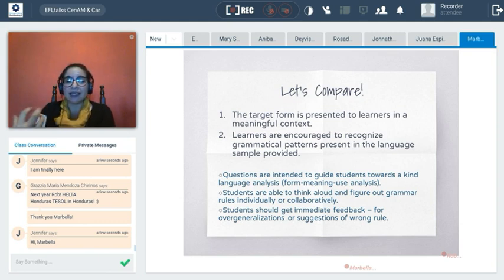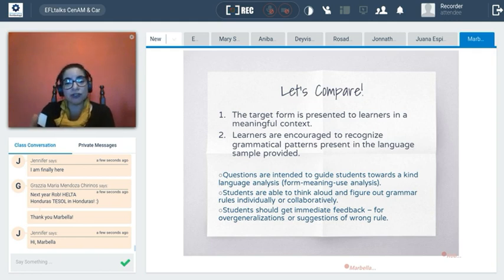And what we would want is that the language that we would want to introduce is embedded in this particular context. Then what we would go on to is having students recognize the grammatical patterns that are present in the sample provided. So this can be done by color coding things, by putting things in different orders. We could, for example, also provide questions for students to notice what are these important things.